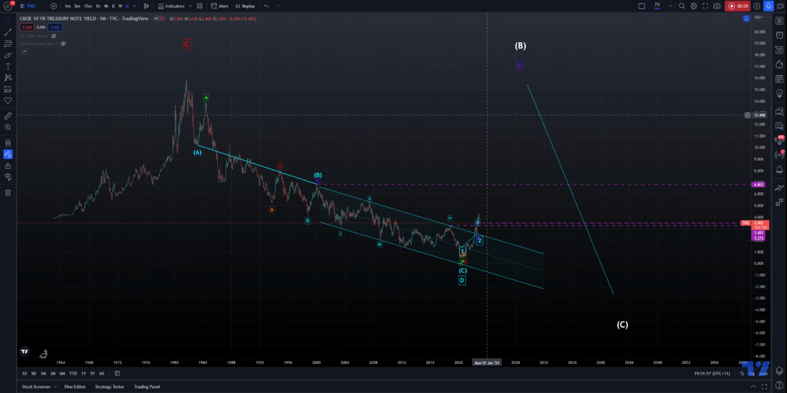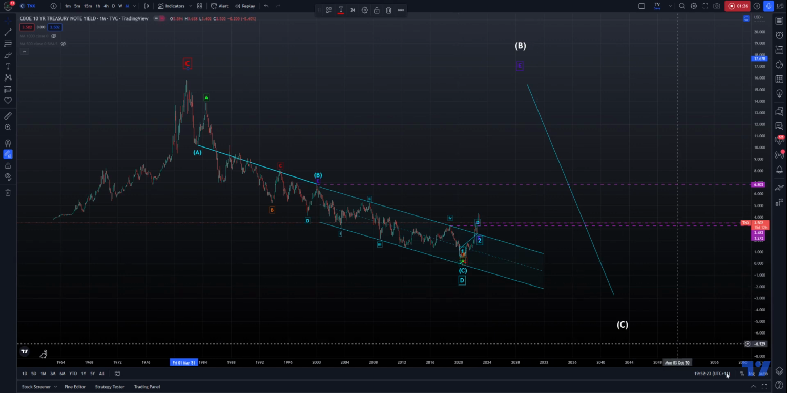So in this chart, you can only see the end of C wave, which was the 1981 high, when rates hit anywhere between 15 to 20%, depending where you are. And then we had this move down, basically since then, a 40-year cycle that ended in March 2020. So this is quite an interesting chart for me.